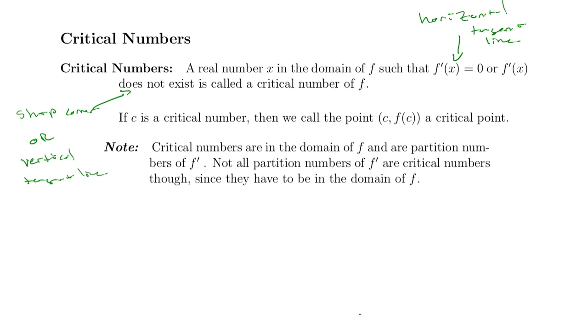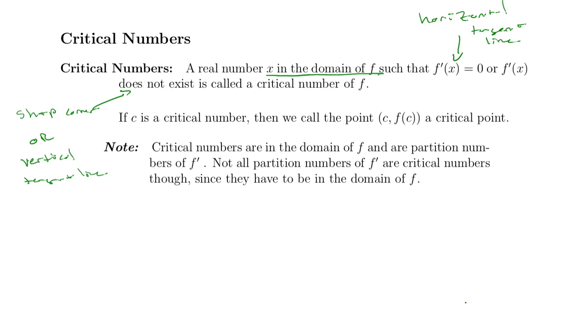But partition numbers are not the main important thing. It's these critical numbers. So everybody always asks, what the heck is the difference between a critical number of f and a partition number of f prime? The only difference is that the critical number has to be in the domain of f. So sometimes we'll get partition numbers of f prime that are not critical numbers because they might not be in the domain of f. An easy example is where a function has a vertical asymptote.